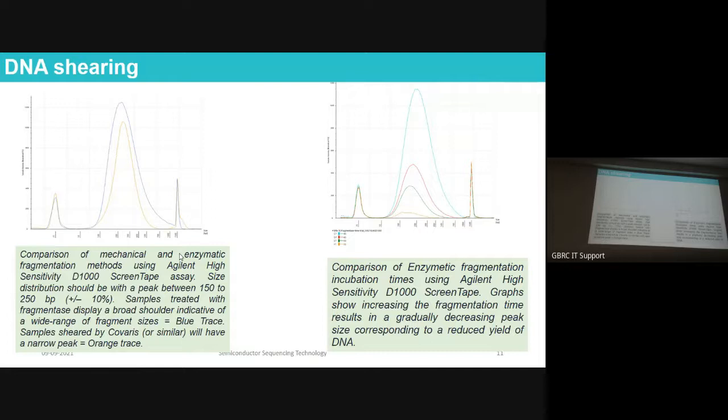And this is a comparison of enzymatic fragmentation incubation time using Agilent High Sensitivity D1000 ScreenTape. The graph shows that increasing the fragmentation time results in a gradually decreasing peak size, corresponding to the reduced yield. So as you can see, the time is very, very essential, and you need to manage this.